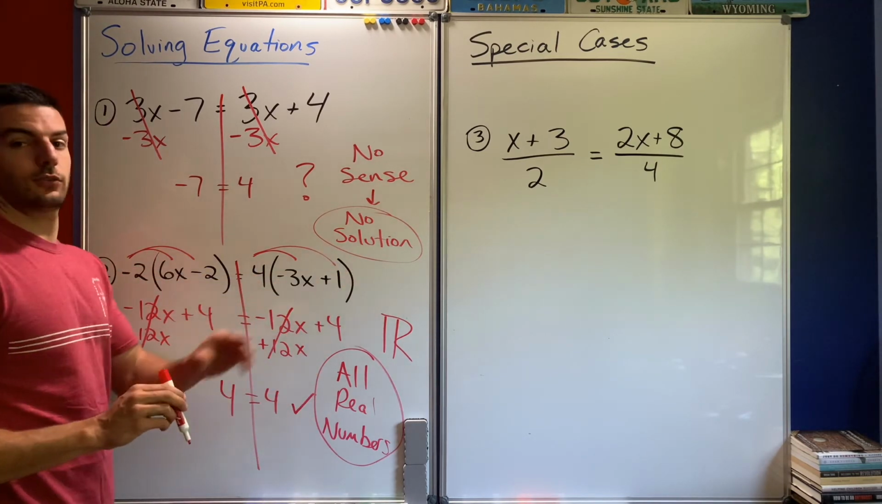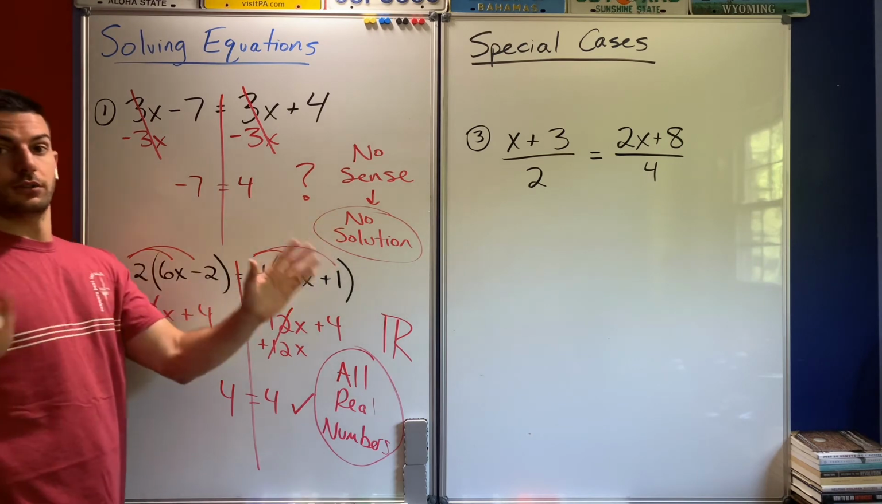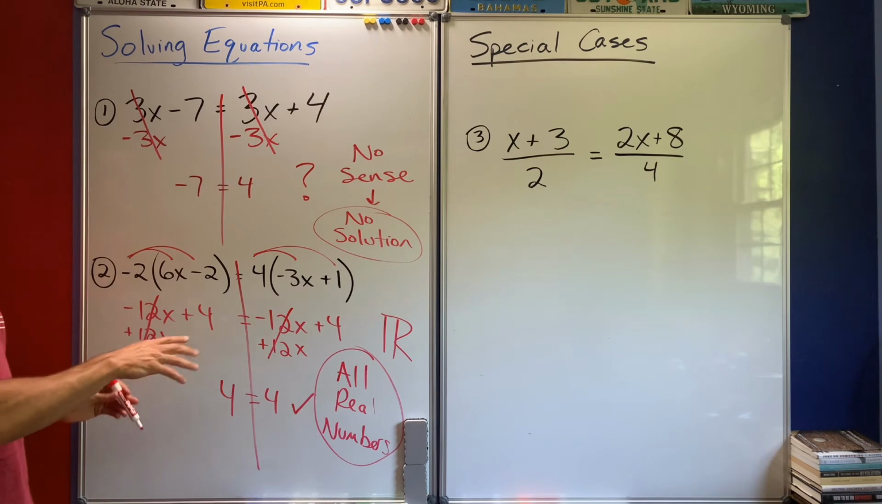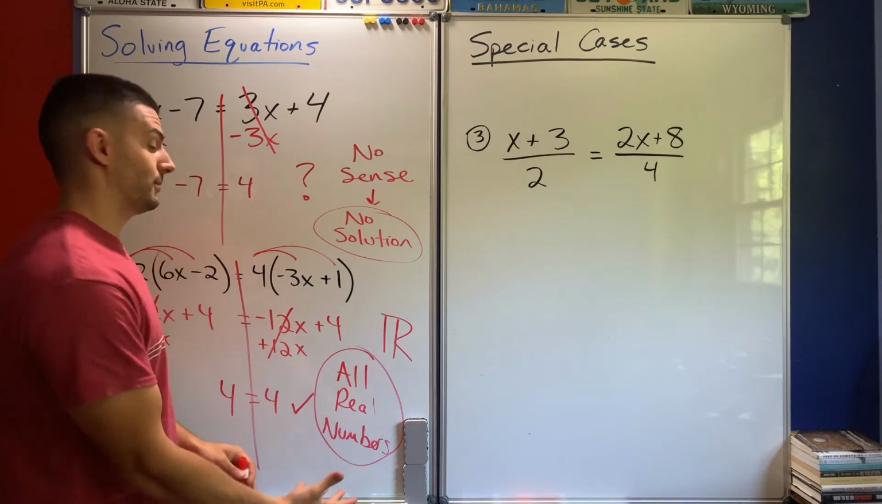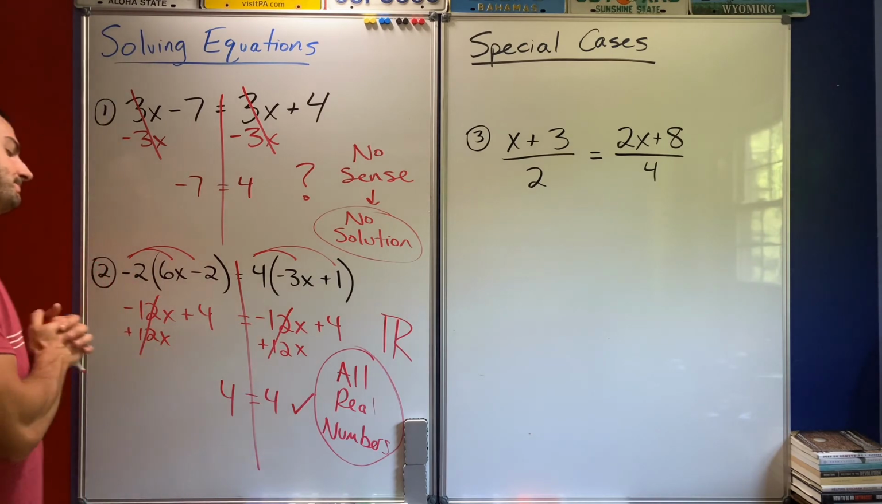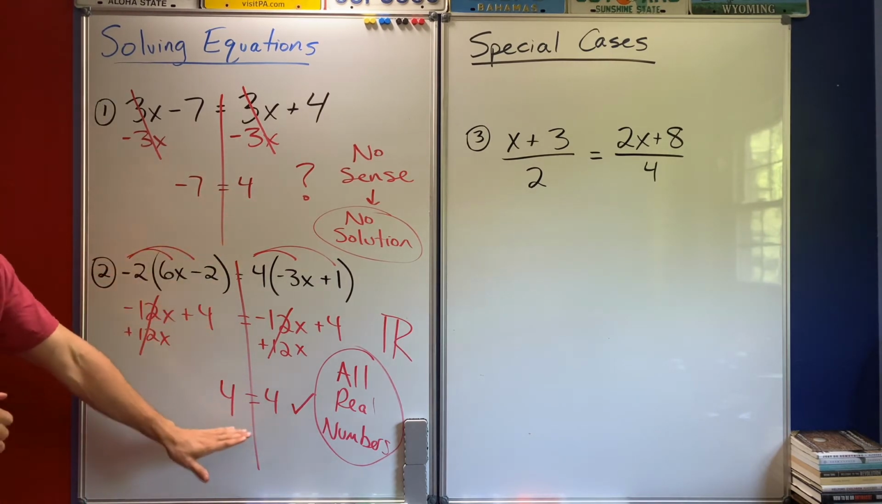Okay. So this one up top had no solution, 0. No number could work for x to put in here. But this is infinite solutions, or all real numbers. Any number you could put in for x, and that would be true. Okay. So those are some of the special ones we run into.